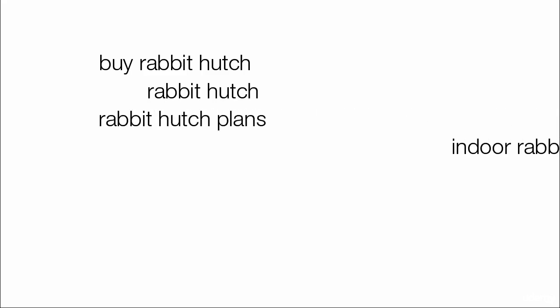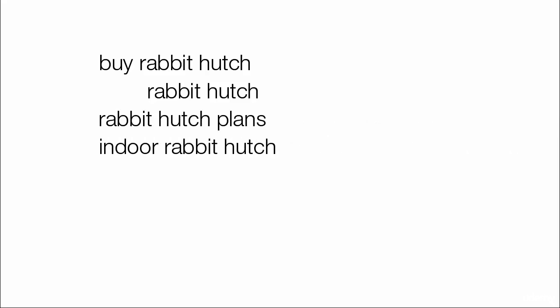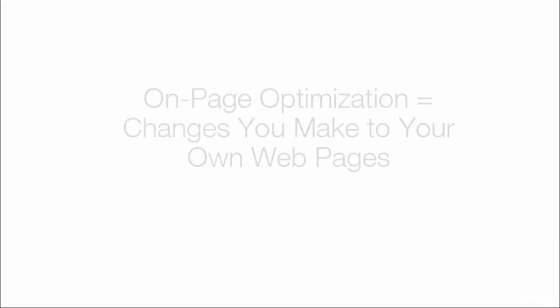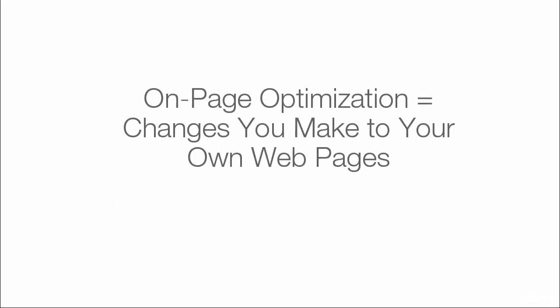However, even though you're focusing on one particular keyword phrase for a particular page, you'll want to mix in other related phrases. If you're focusing on rabbit hutch, you'll also include, spread around the page, terms such as buy rabbit hutch plans, indoor rabbit hutch for sale, bunny cage, and so on. So, whatever keywords you choose, you'll use those keywords in various ways, both on-page and off-page, to convince the search engines that your pages are good matches for those keywords.